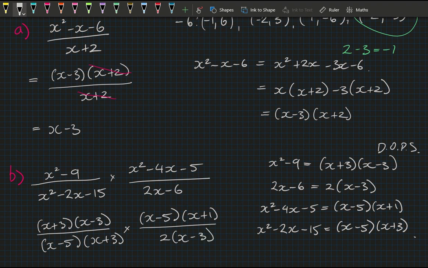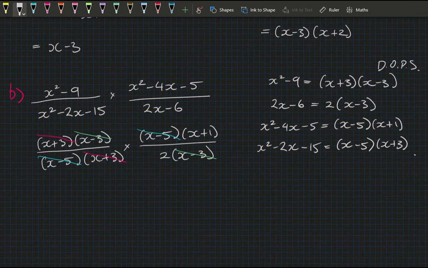So don't forget we can cross cancel with the multiplication. So I've got an x plus 3 on the top and the bottom. And I've got an x minus 3 on the top and the bottom. And an x minus 5 on the top and the bottom. And that's all the cancelling we can get. So we're now left with x plus 1 divided by 2.